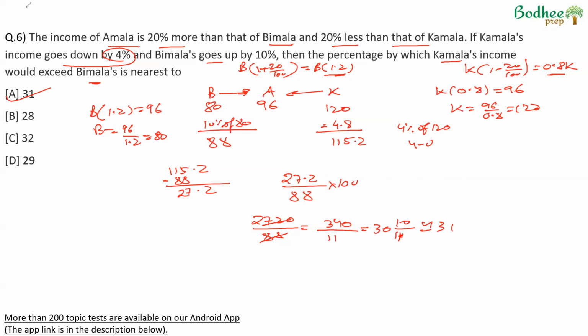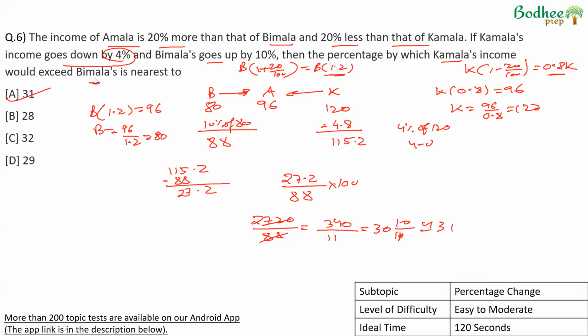Again, a basic percentage change question. Once you have a starting value, you just have to change the values and solve. Typically, rather than taking variables, assuming a value is a better option. Also, look at multiplying factors to assume the value. The calculations become a lot easier. Should take about 2 minutes to solve the question. Easy to moderate in terms of level of difficulty.